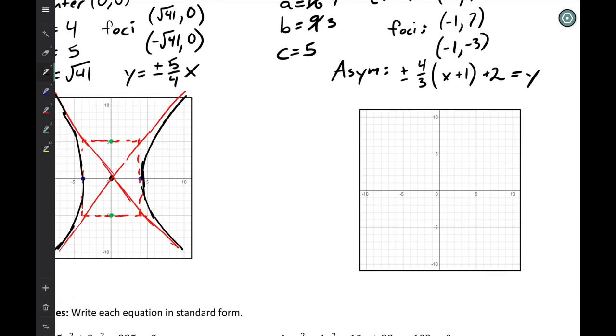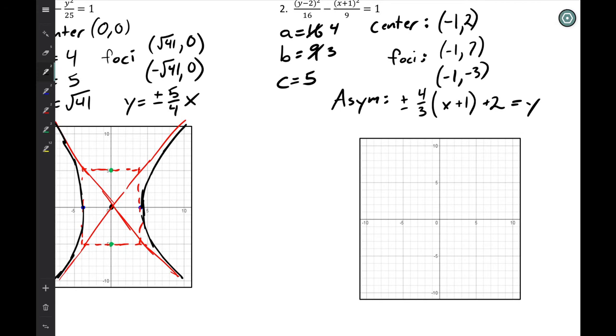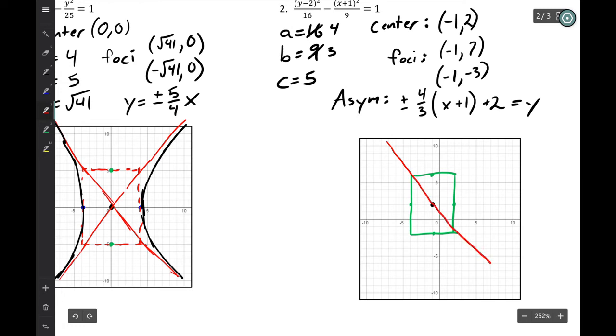Put a point at the center, so my center is negative 1, 2. And then you got to draw your box. Remember the a distance this time is vertical, so we go up 4, right 3. Let me get a box that looks somewhat like this. It's very precise. We go through and draw in our asymptotes, which looks something like this. It's a real exact science.